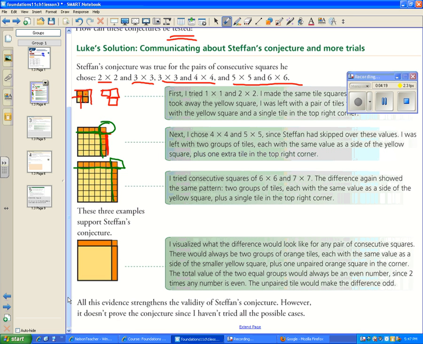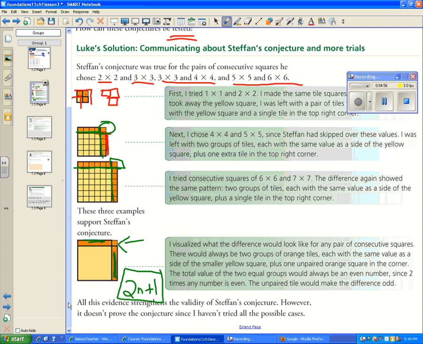I visualized what the difference would look like for any pair of consecutive squares. There'd always be 2 groups of orange tiles, each with the same value as the side of the smaller yellow square, plus 1 unpaired orange square in the corner. The total value of the 2 equal groups would always be an even number. Since 2 times any number is even, the unpaired tile would make the difference odd. So I always have 2 times a number plus 1. And we're going to learn later that this is the generalization for odd.